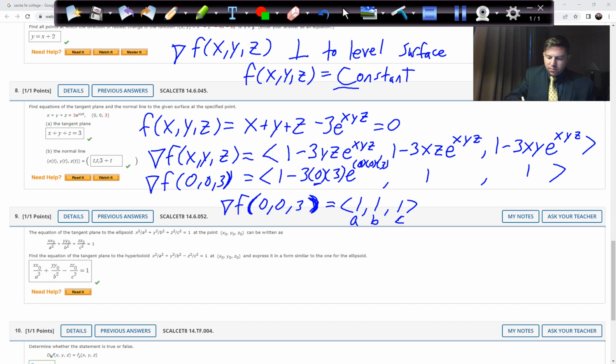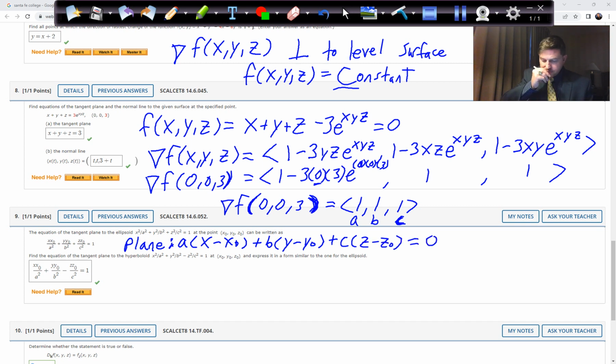So we had seen this back when we had talked about perpendicular planes, where we find a vector and we call the vector components A, B, and C, and then they become coefficients on the equation of a plane. So in fact, what we're going to get for this is a plane described by A times x minus x0 plus B times y minus y0 plus C times z minus z0. And that's going to equal 0.